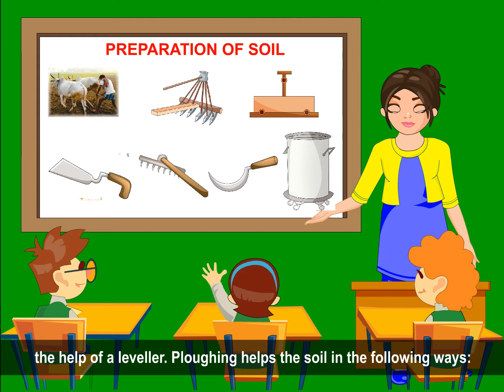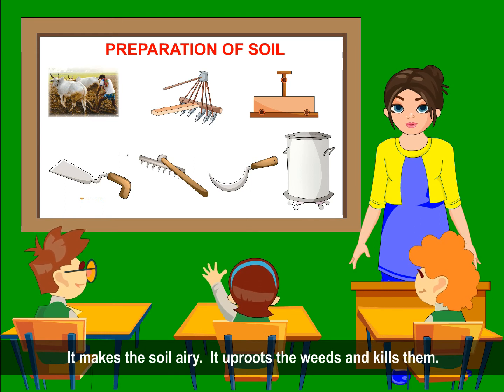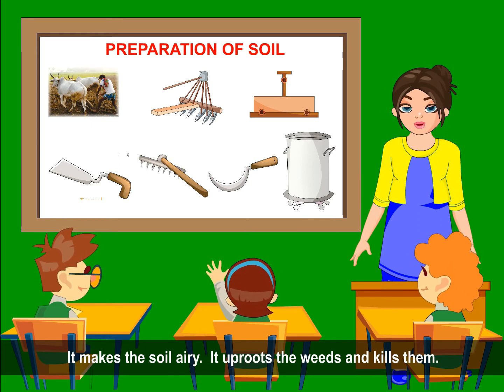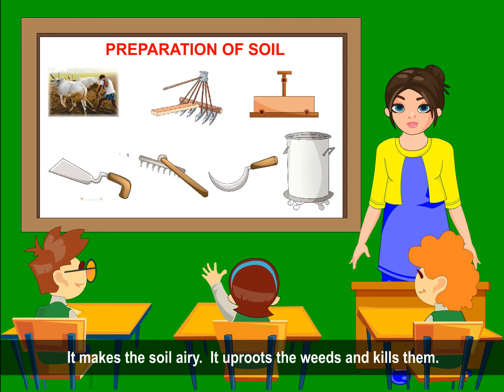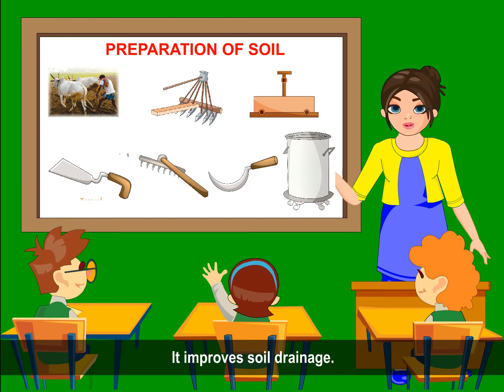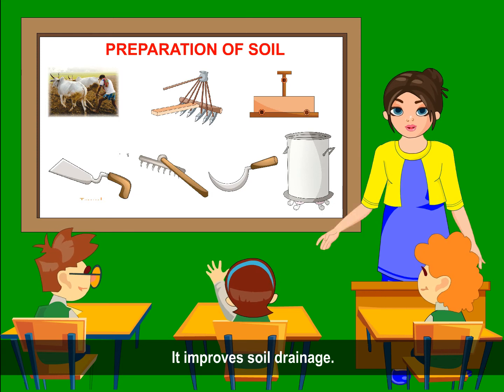Plowing helps the soil in the following ways. It makes the soil airy. It uproots the weeds and kills them. It improves soil drainage.